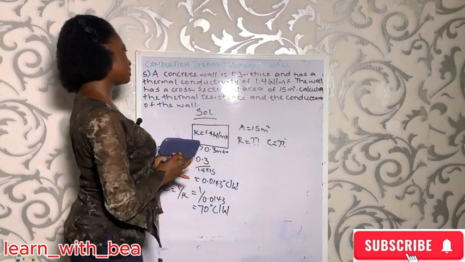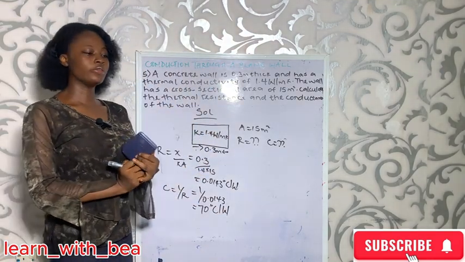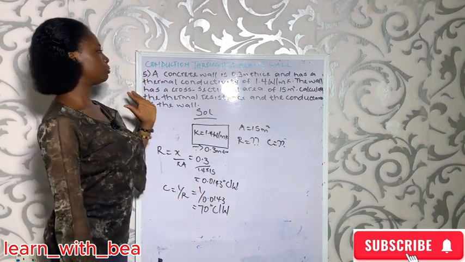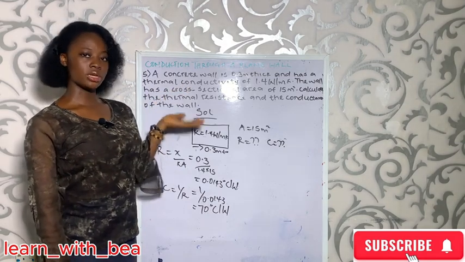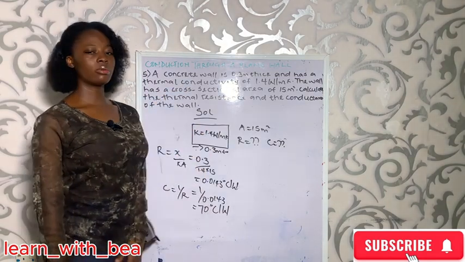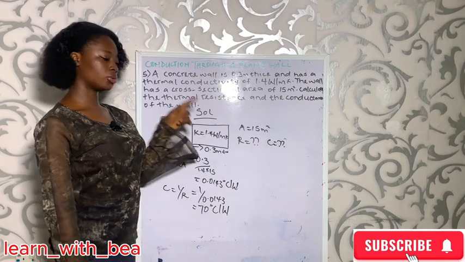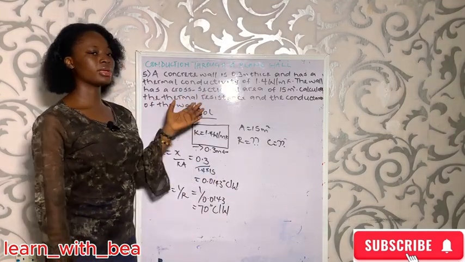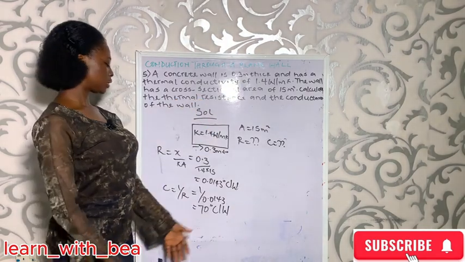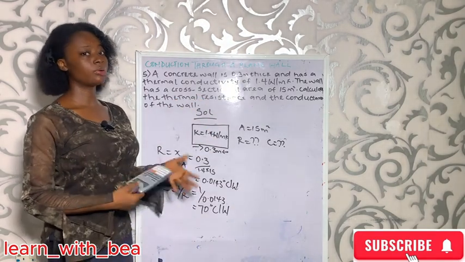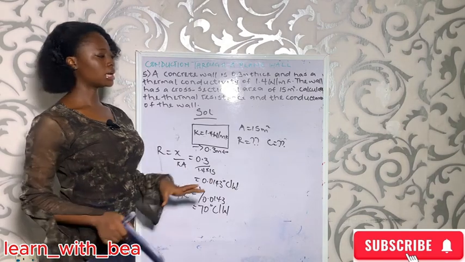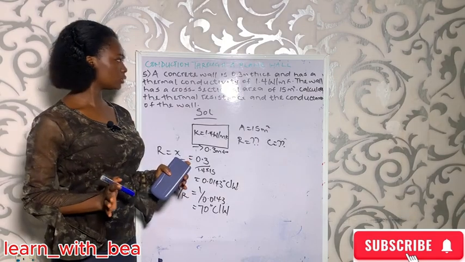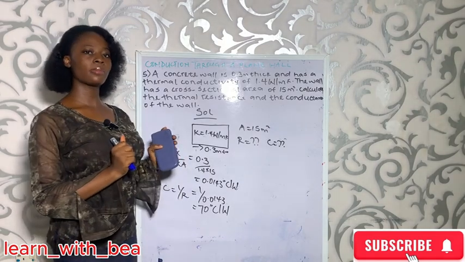And guys, that is the end of conduction through plane wall 1. So in your conduction through plane wall 1, you can be asked to calculate your heat transfer, which is your Q. You can be asked to calculate your heat flux, which is your small q, that's heat per unit area. You can be asked to calculate your interface temperature. You can be asked to calculate your thermal resistance or conductance. And we've covered all of that. And that brings us to the end of today's teaching.